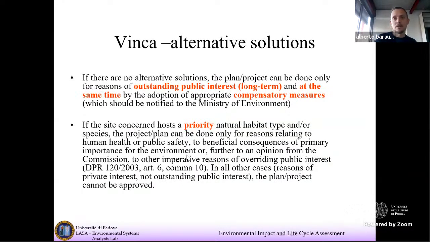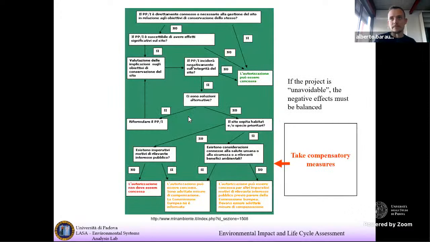So you see that this kind of protection for Natura 2000 sites is quite strong. So the fourth step of the appropriate assessment procedure: if the project is unavoidable, it's overriding public interest, then take compensatory measures.